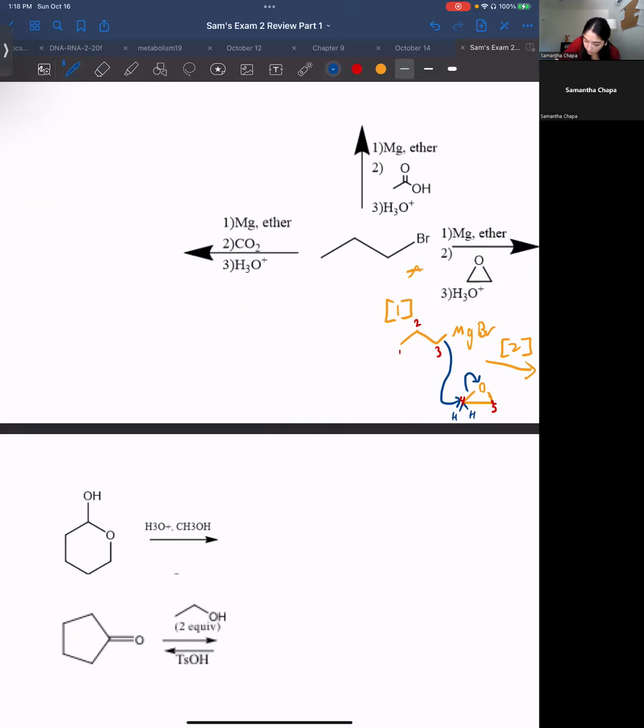So then I'm going to do this next one. First step again, the Mg, ether is going to help you make the organometallic, the Grignard reaction. So the first step is going to make the Mg go in between the Br and the carbon. This is for the first step. Second step, you're going to react it with CO2, which looks like this. Everything is going to happen the same way.